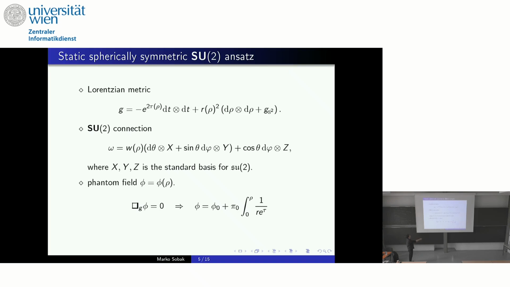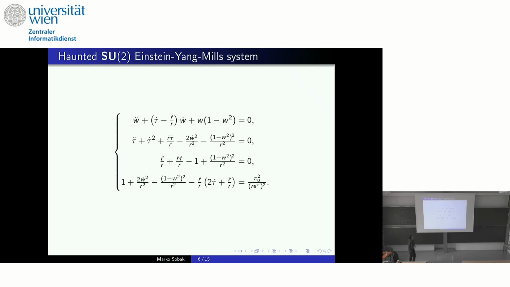If we insert this into the other equations, as well as these other ansätze, then the equations reduce to a system of ODEs. We have 3 second order ODEs for W, tau, and R, plus a constraint equation, in the sense that if this equation is satisfied at one point, then the other 3 equations imply that it propagates, so it's satisfied everywhere. I'm showing them to you just so you see the equations that we deal with. Again, the exact form of the equations will not be important. I will not go so much into the technical details. I will just give a sketch of the argument.